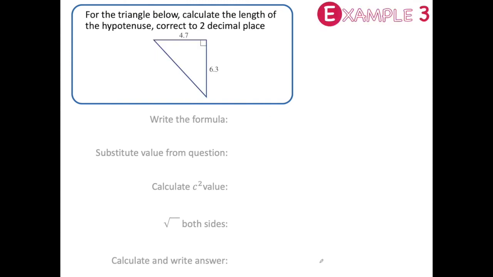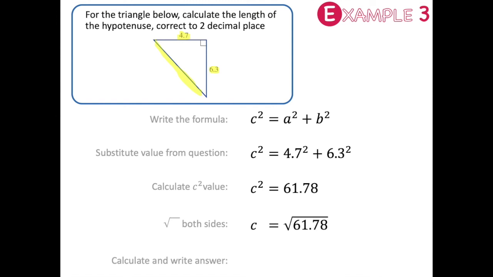So having a look at one more example, I've got a right angle triangle. I've got a side of 6.3, a side of 4.7, and I want to calculate the missing hypotenuse side. So the first step is going to be write the formula. C squared equals A squared plus B squared. Next, we're going to substitute in the values from the question. So C squared is going to equal 4.7 squared plus 6.3 squared. So calculating my C squared value, C squared is equal to 61.78.